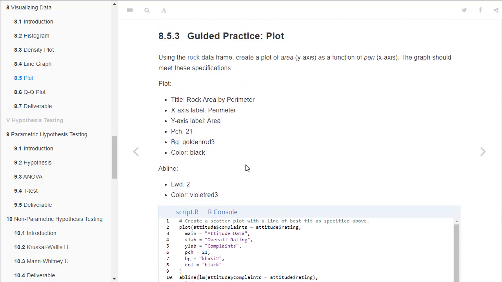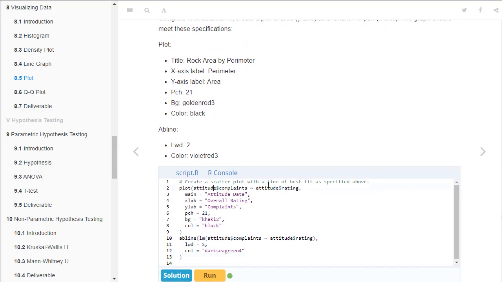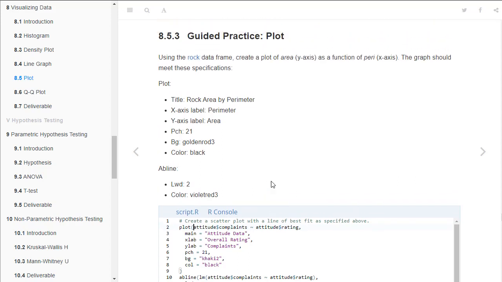And our guided practice, we want to use the rock data frame. And the y-axis is going to be area. And the x-axis is going to be perimeter.